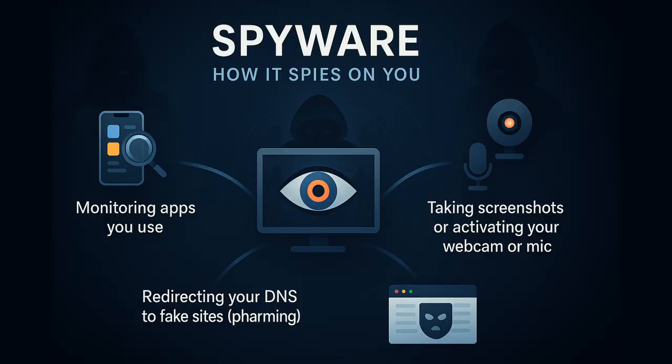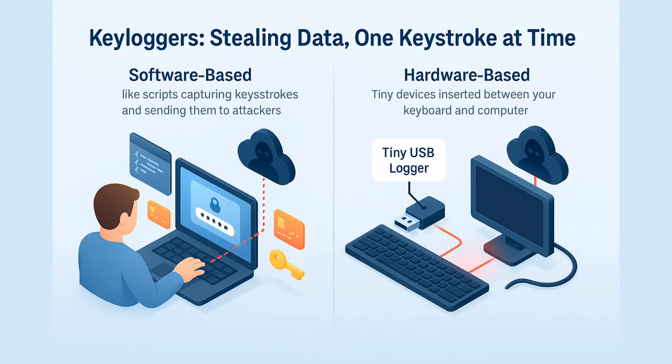And then you have your spyware and keyloggers. Spyware takes it further by monitoring apps you use, taking screenshots, or activating your webcam or your microphone, or it redirects your DNS to fake sites, called pharming. Keyloggers record every keystroke. They're aiming to steal passwords or credit card numbers. Pretty scary. They can be software-based, like a script capturing keystrokes and sending them to attackers. Or they can be hardware-based, like tiny devices inserted between your keyboard and your computer.